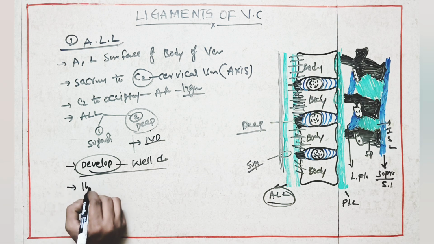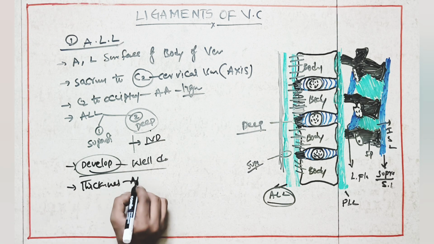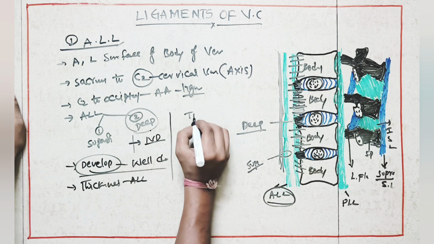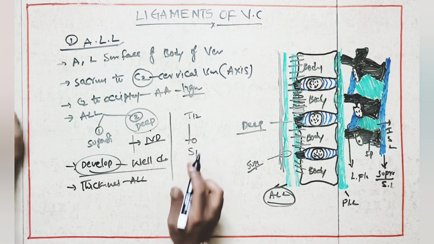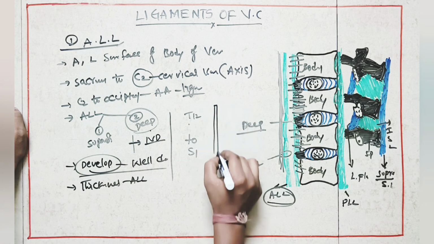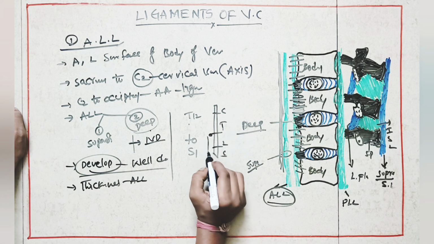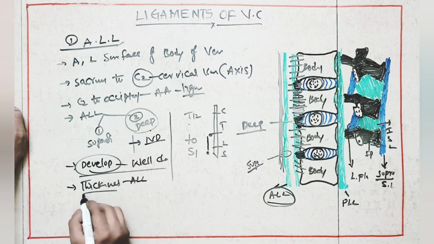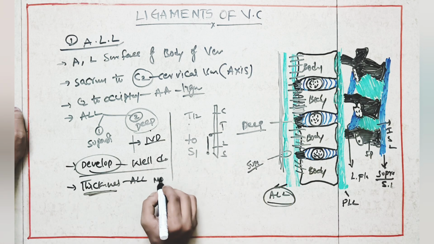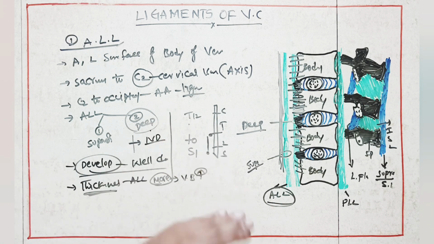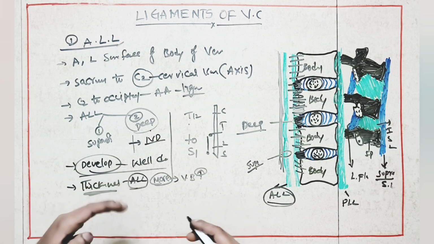And one more point, the thickness of the anterior longitudinal ligament. The thickness will increase from T12 to S1. If you take one vertebral column, this is cervical, this is thoracic, lumbar and sacral. From the lower thoracic region to the sacral region, the thickness of the anterior longitudinal ligament is more. Why? Because here the vertebral body size is also big, so that's why the thickness will also be more.